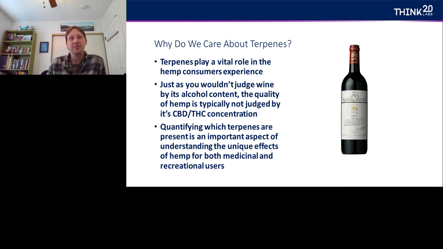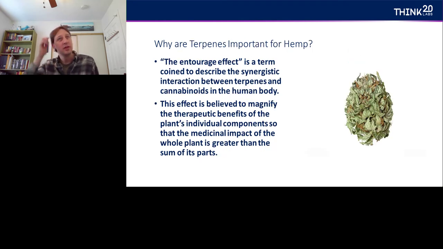Just like you wouldn't judge these wines by how much alcohol is in them, people tend to not judge cannabis based off of the THC, CBD. A lot of times there's this focus on high numbers, but really, truly the experience comes from the interaction between these analytes and the terpenes. This has been coined the entourage effect. It's a synergistic interaction between terpenes and cannabinoids in the human body.